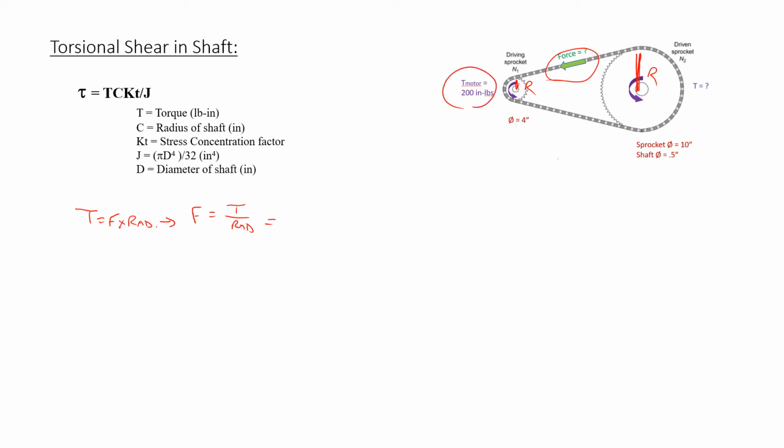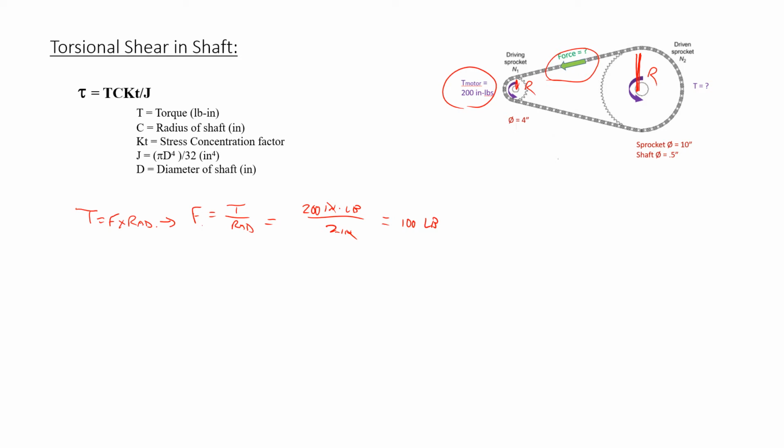So let's start with our input over here. What we have is 200 inch-pounds, and we have a 2-inch radius, so inches are going to cancel, and that's going to leave us with a force of 100 pounds. Now force needs to be in units of pounds or newtons. We're going to go with English units of pounds. So that's the force that's going to be generated right here to pull on this chain.